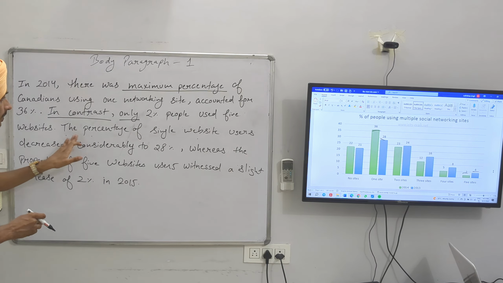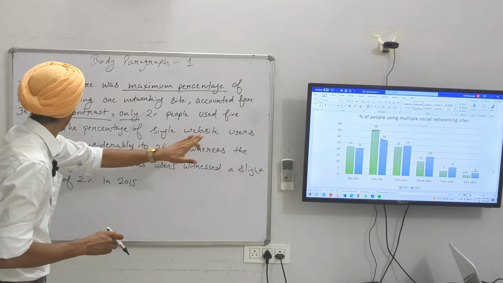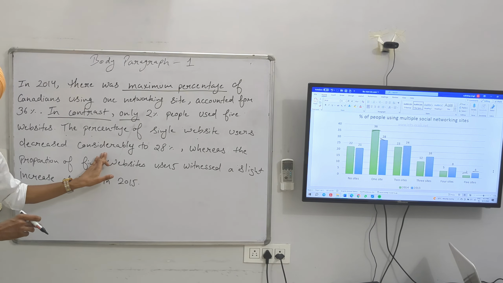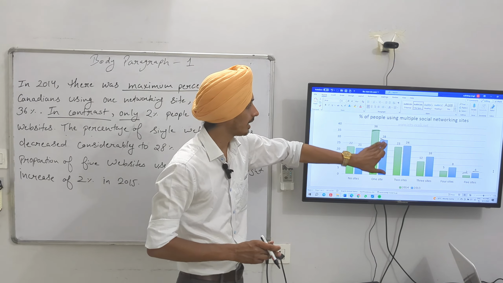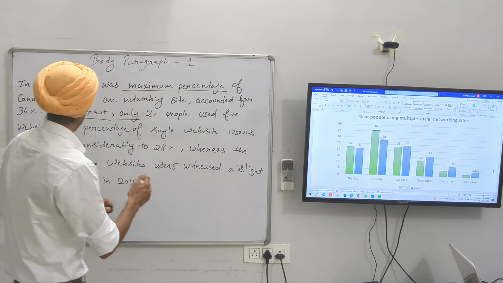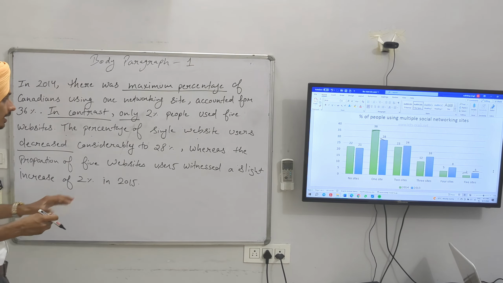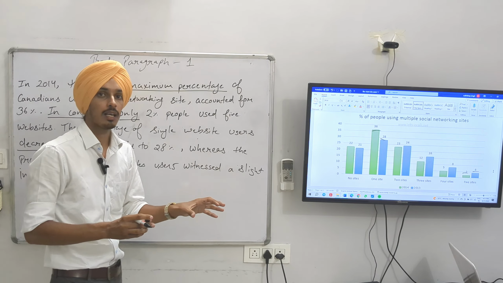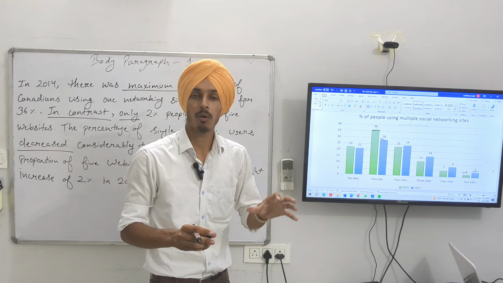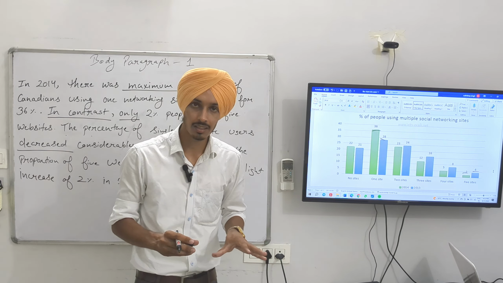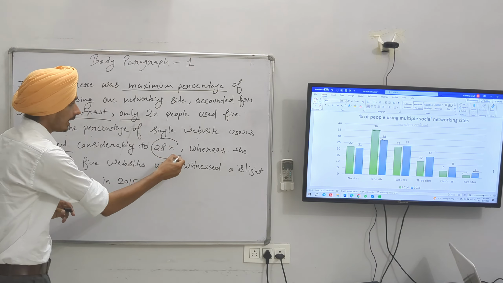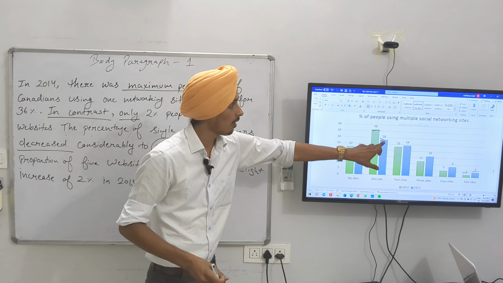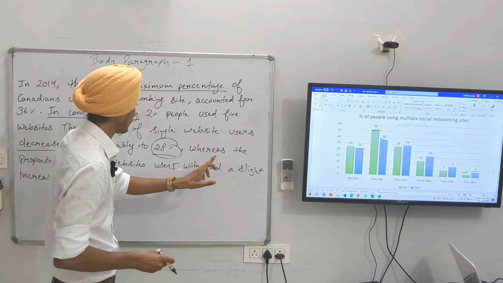So look here, the percentage of single website users decreased considerably. So the percentage of single, meaning one site users, decreased. I have written decreased. Considerably means in a large amount, an important amount that is important to be considered. Decreased considerably to 28%. It decreased to 28%.